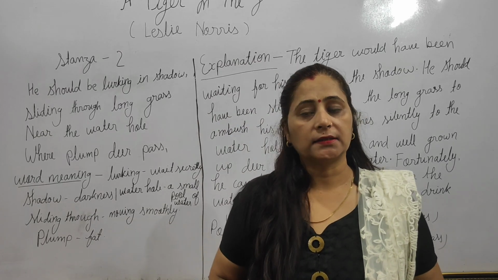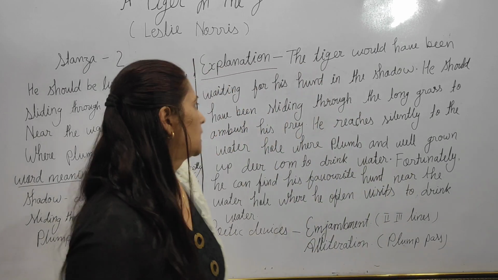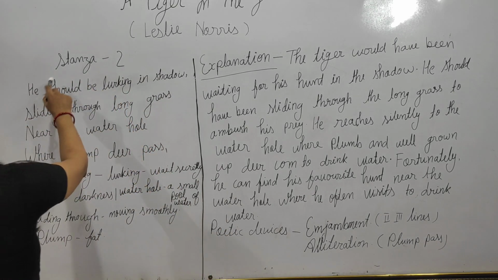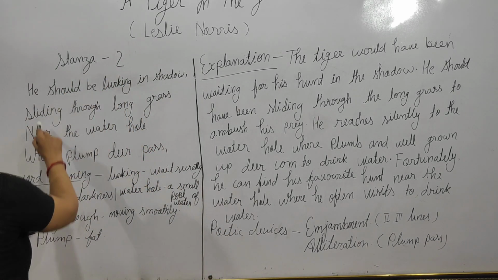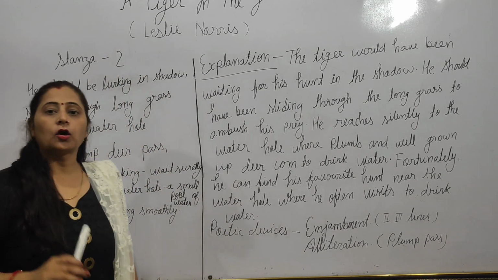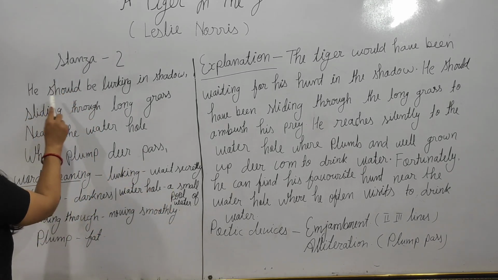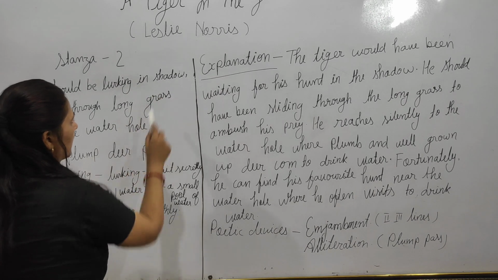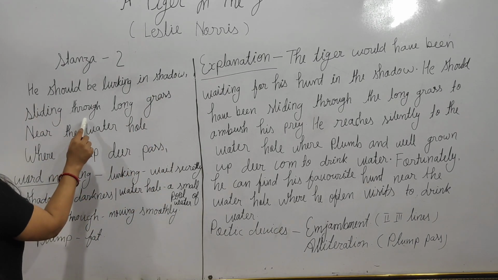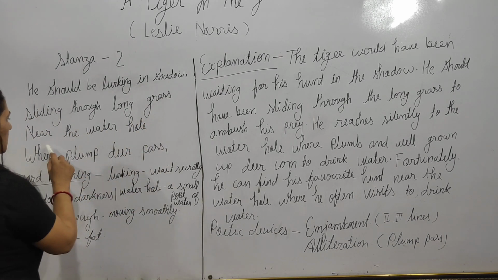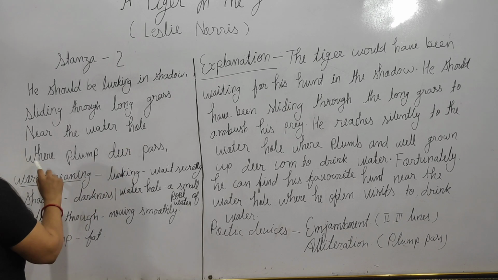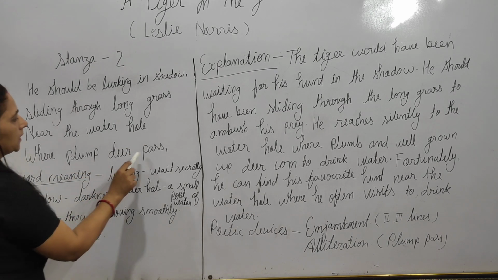Now look at the second stanza. Now we will learn about the second stanza line by line along with the word meaning. Okay, so let's start. He should be lurking in shadow, sliding through long grass near the water hole where plump deer pass.